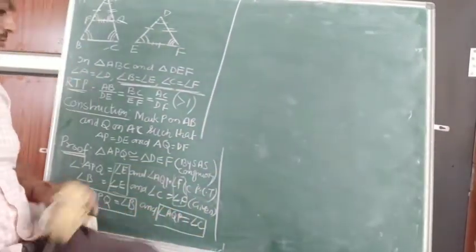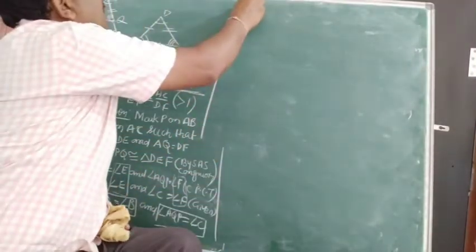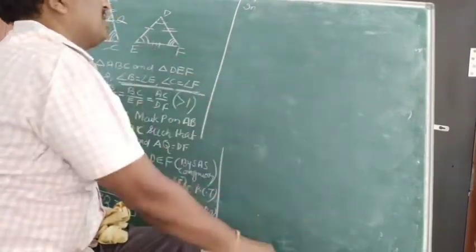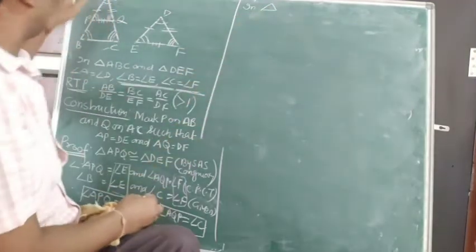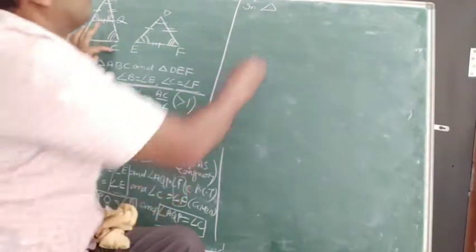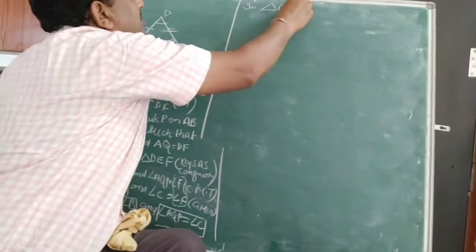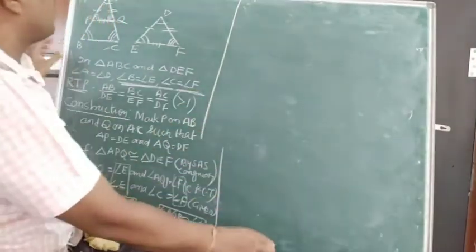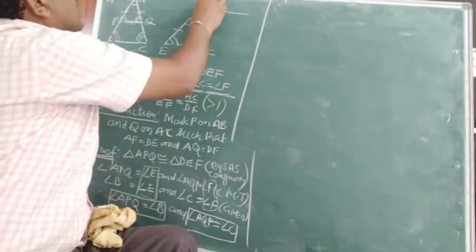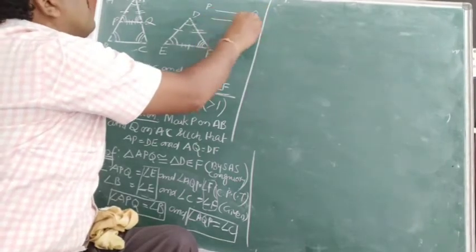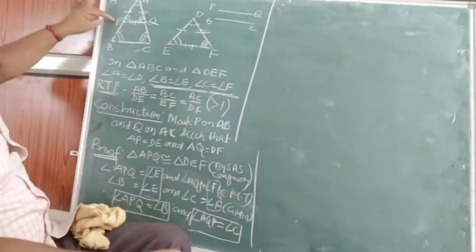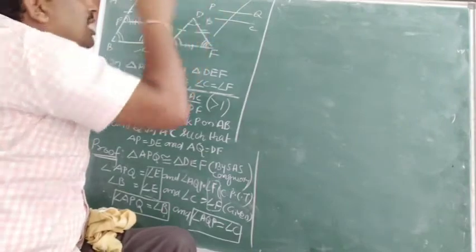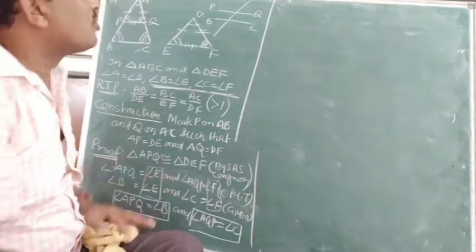Okay, children. Now see, children. In triangle ABC, what is there? See here. Otherwise not necessary. See this one. See, children, PQ is a line and here BC is a line. See carefully. PQ is a line, BC is a line, and AB is also a line which is intersecting these two. So what happens?